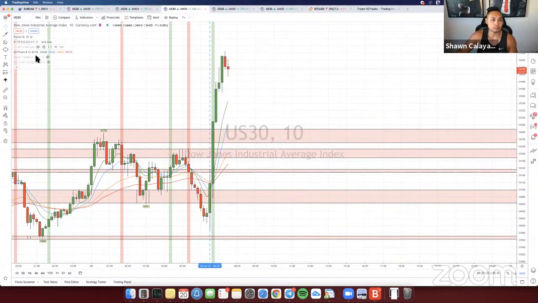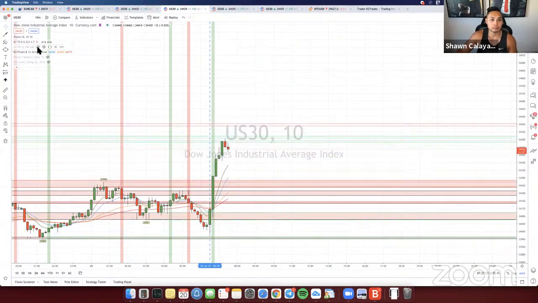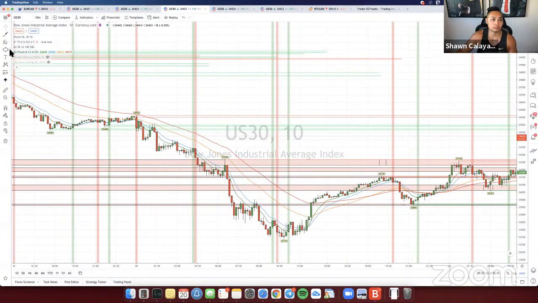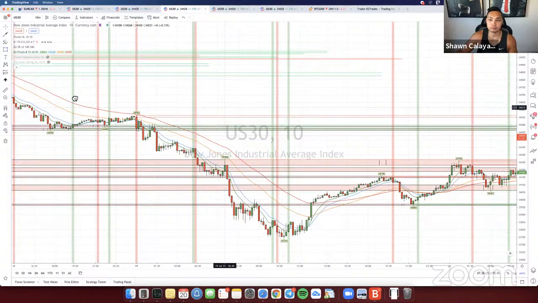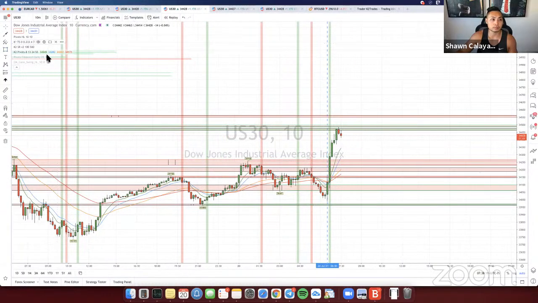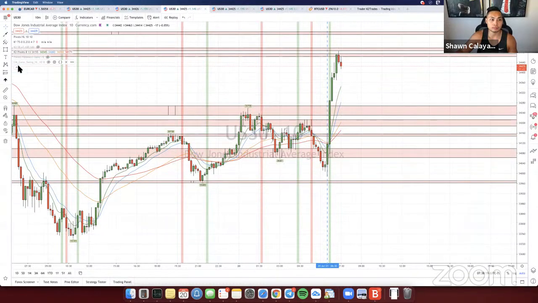I don't think there's any zones above here. All right, you've got a couple zones above here, but there's not going to be any snipe entries available anytime soon. So let me just close this off right here.